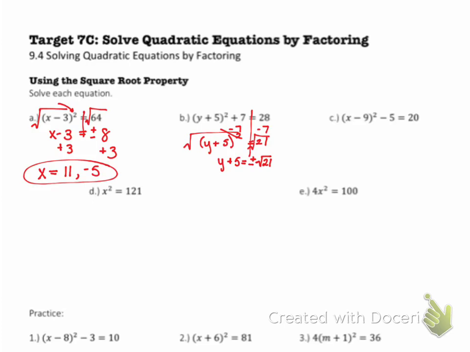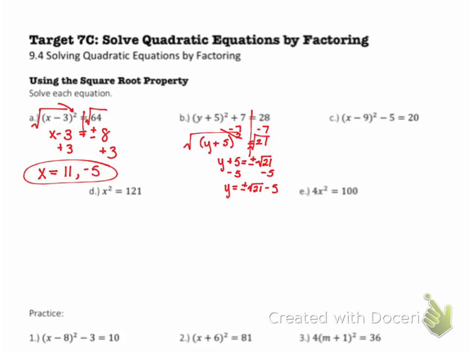Now, I cannot simplify the square root of 21. There's no perfect square that goes into it. It's broken down to prime numbers 7 and 3. That doesn't go any further. So then what I'll do next is I'll subtract 5 from both sides. And I get that y is equal to positive or negative square root of 21 minus 5. And that actually is my answer. I could leave it like that unless I wanted decimal values.